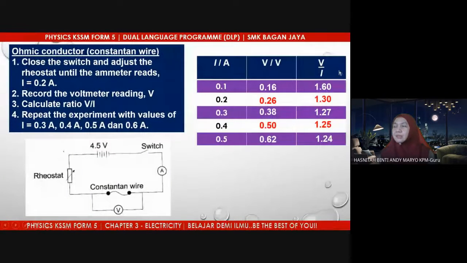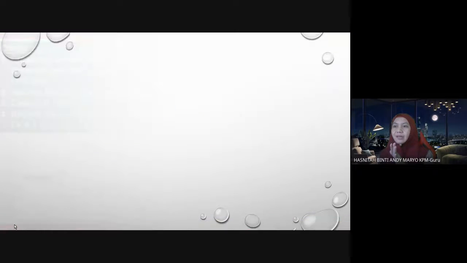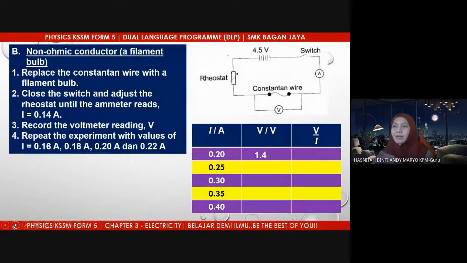So we go back first to the ratio for the first experiment. This is the ratio: you get 1.6, 1.3, 1.27, 1.25, 1.24. So the ratio is quite consistent except for the first reading. It is not far from one another except for the first reading. But here, if you look at the pattern of the increase of the voltmeter reading and current.